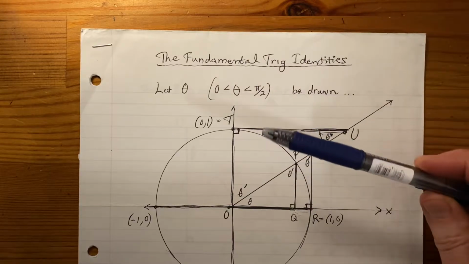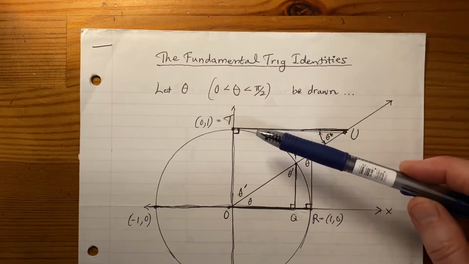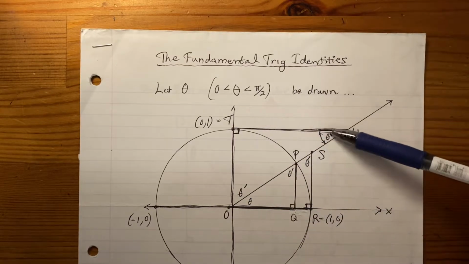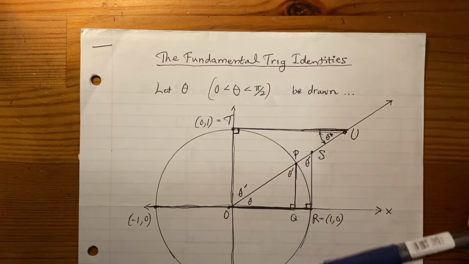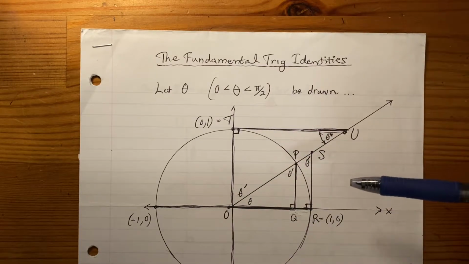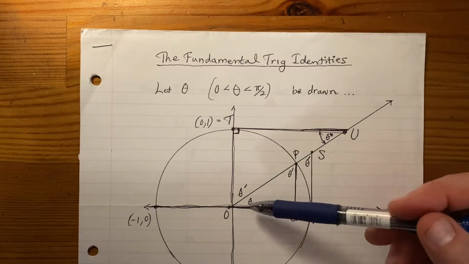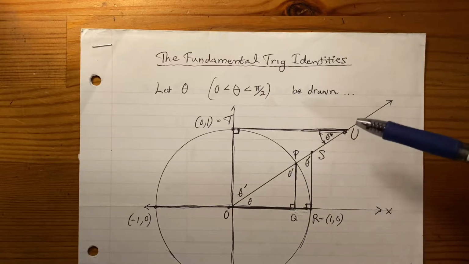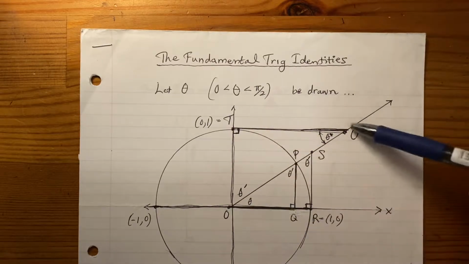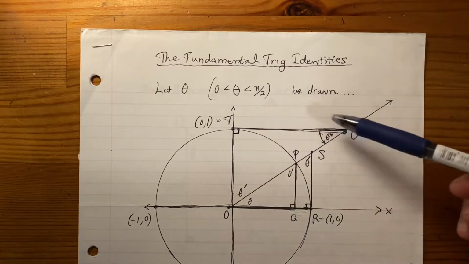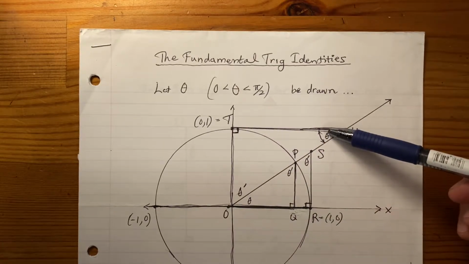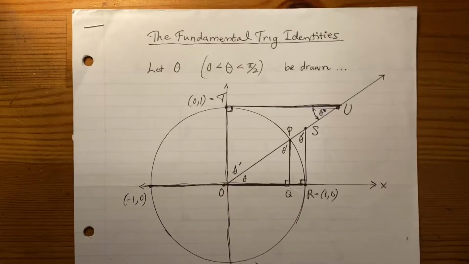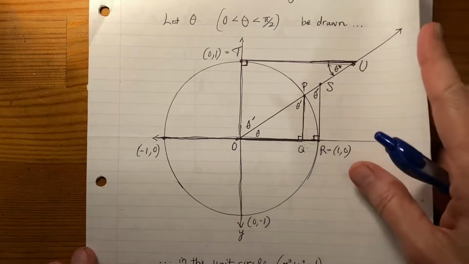Also, these triangles OPQ, OSR, and UOT are all similar to each other. Notice that in the triangle OPQ, we had theta here, theta prime over here. In the triangle OUT, we have theta prime here, but theta, its complement, way out here. So we got a bunch of identities out of this.